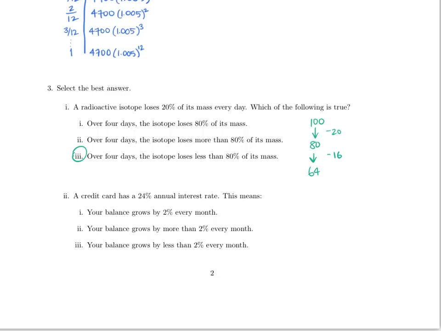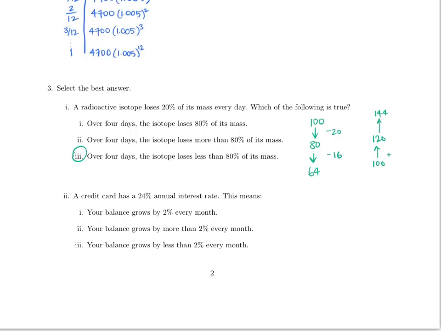Now the same thing goes in the opposite direction. If you have growth and you have 20% growth or something like that, it will move from 100 to 120, but then it's not going to move from 120 to 140. It's going to move from 120 to 144. So if you're going to go in the opposite direction, this goes to 120, this goes to 144.